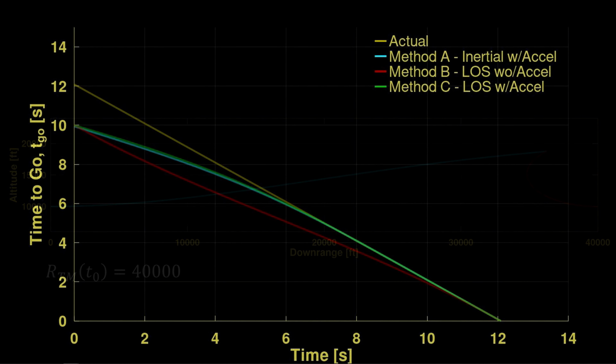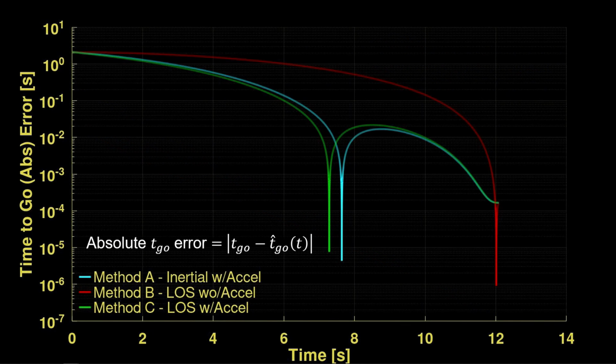The time-to-go estimates all start near 10 seconds, given the initial conditions of the scenario, but the target maneuver is extending the length of the pursuer trajectory path, increasing the final time compared to a non-maneuvering target. We observe that the methods containing relative acceleration more rapidly approach the actual time to go. The absolute error clearly shows the improved accuracy of methods A and C, which are quite similar.